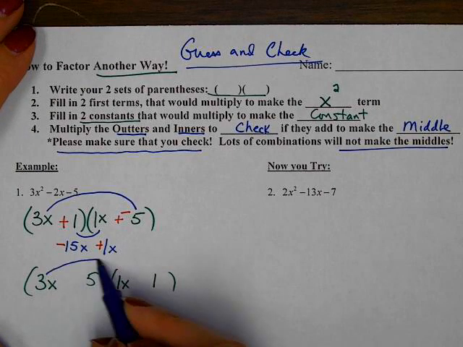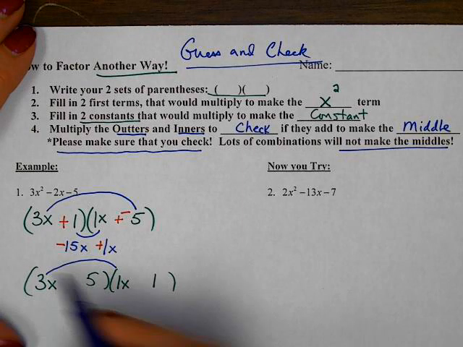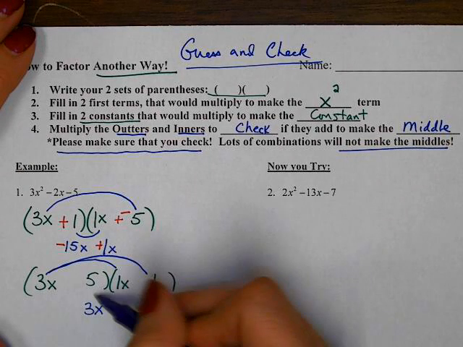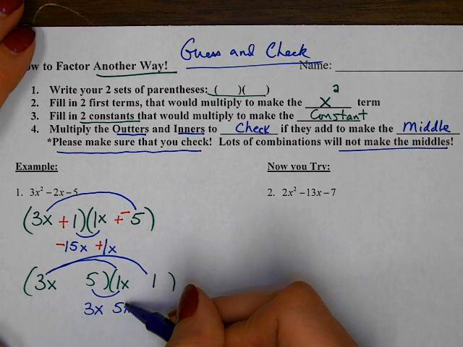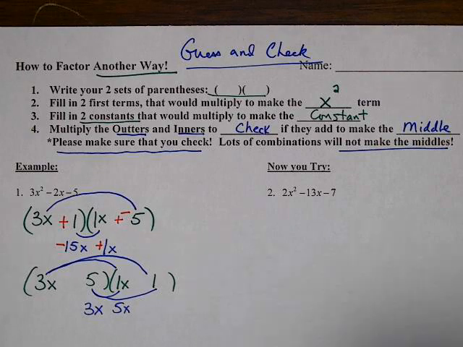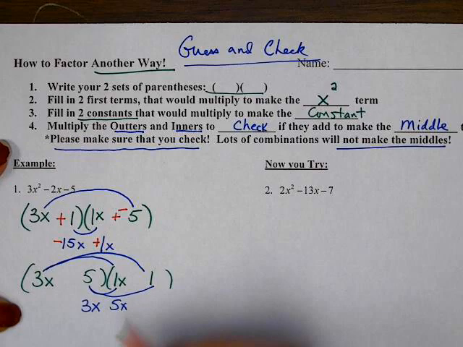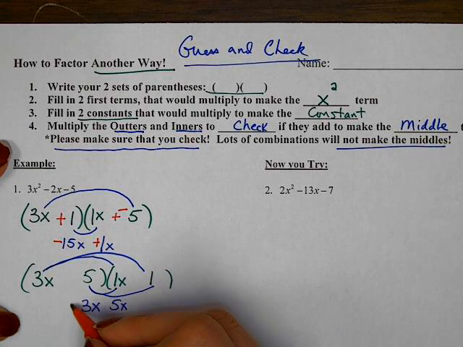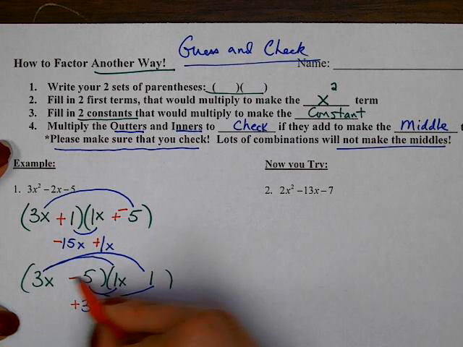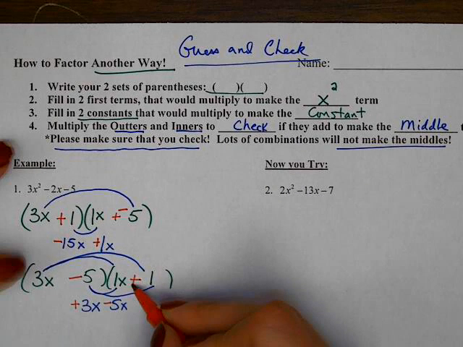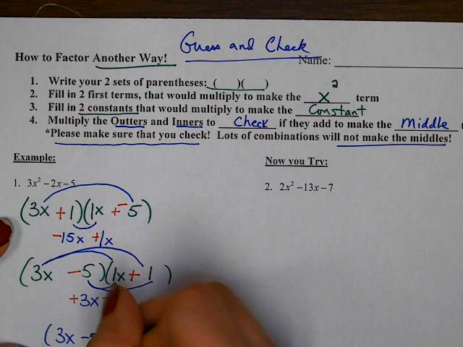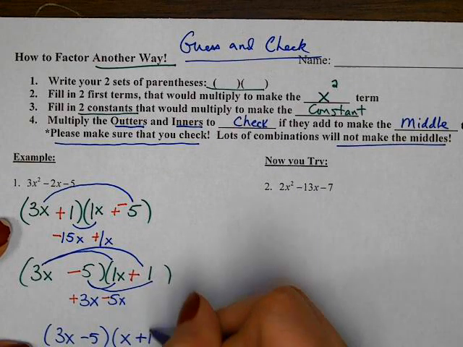I know that the firsts make 3x squared. I know those are good. How about the outers? 3x times 1, that's 3x. And then the inners make 5x. And the lasts are going to make a 5, except one of them needs to be negative. I need to end up with negative 2x. So what I'd like to do is have a plus and a minus. That would make negative 2. If the 5 was negative and this was positive, I think that would work. So I think the answer is 3x minus 5 times x plus 1.